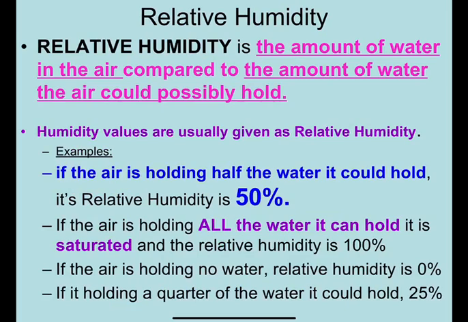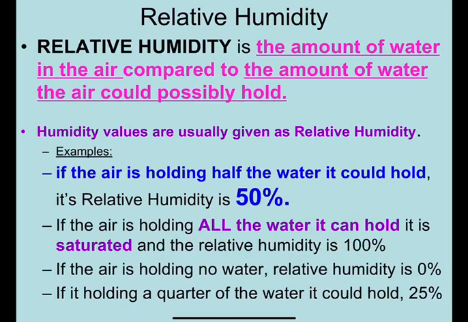Humidity values are usually given as relative humidity. For example, if the air is holding half of the water it could hold, the relative humidity is 50%. If the air is holding all of the water it can hold, it is saturated, and the relative humidity is 100%. If the air is holding no water at all, the relative humidity is 0%. And if it is holding a quarter of the water it could hold, then the humidity would be 25%.